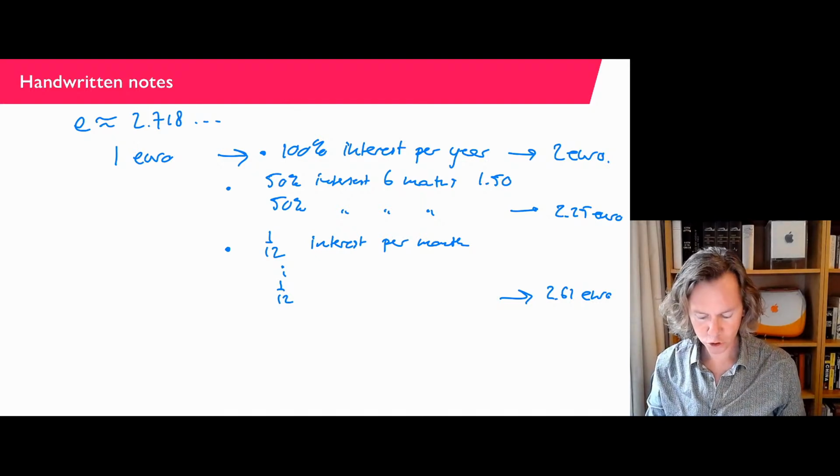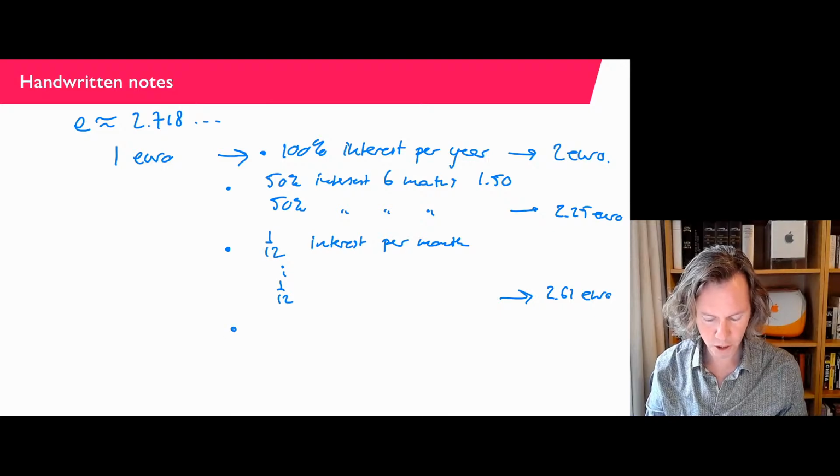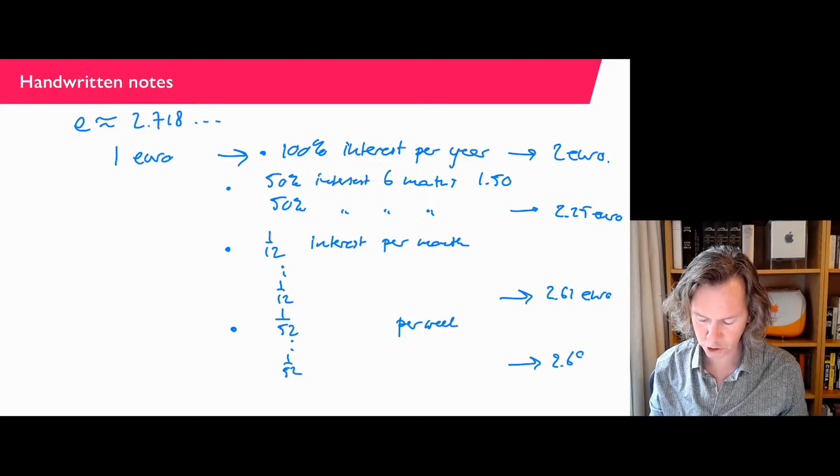And of course, you could also say, well, let's do it per week. So 1/52 per week. And that's 52 times, so then a full year. And if you compute it, then you would get €2.69.